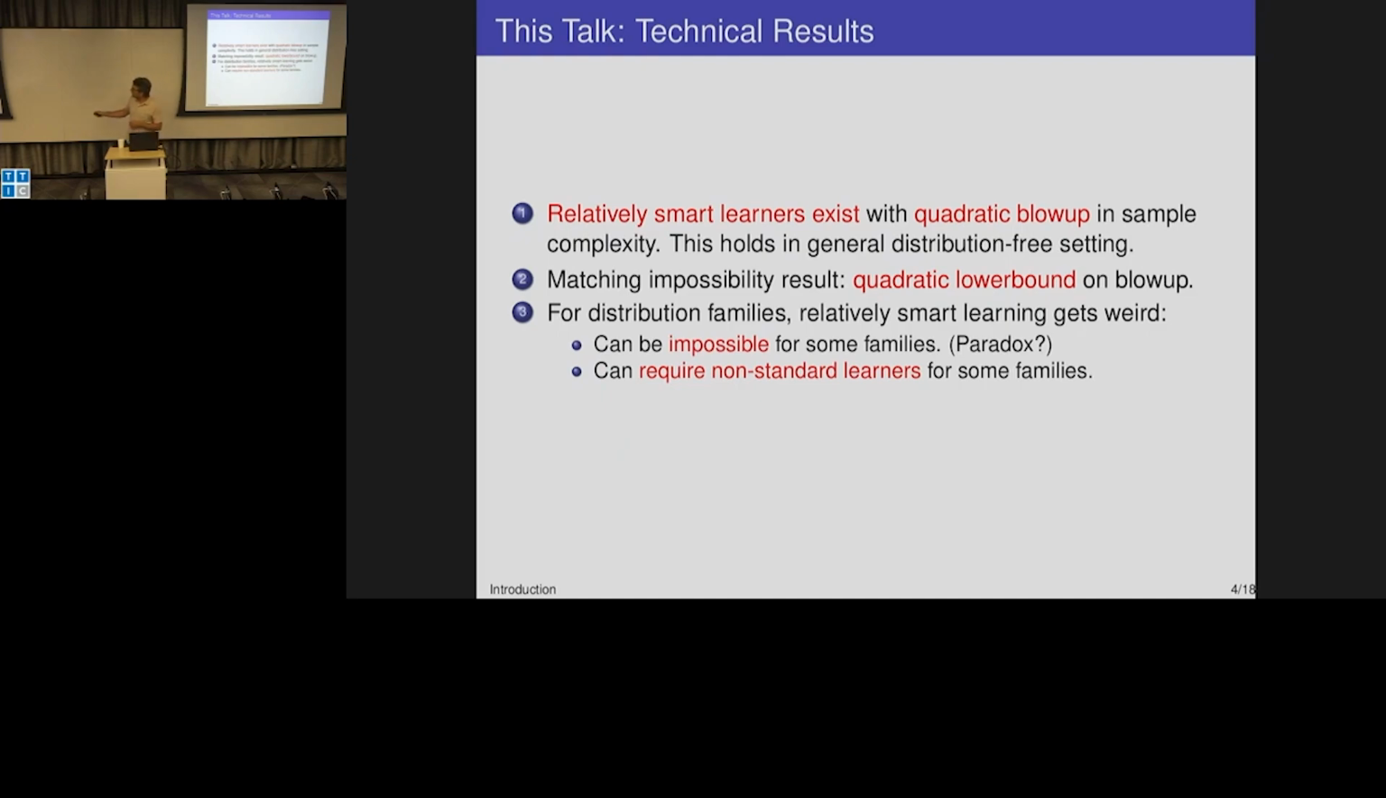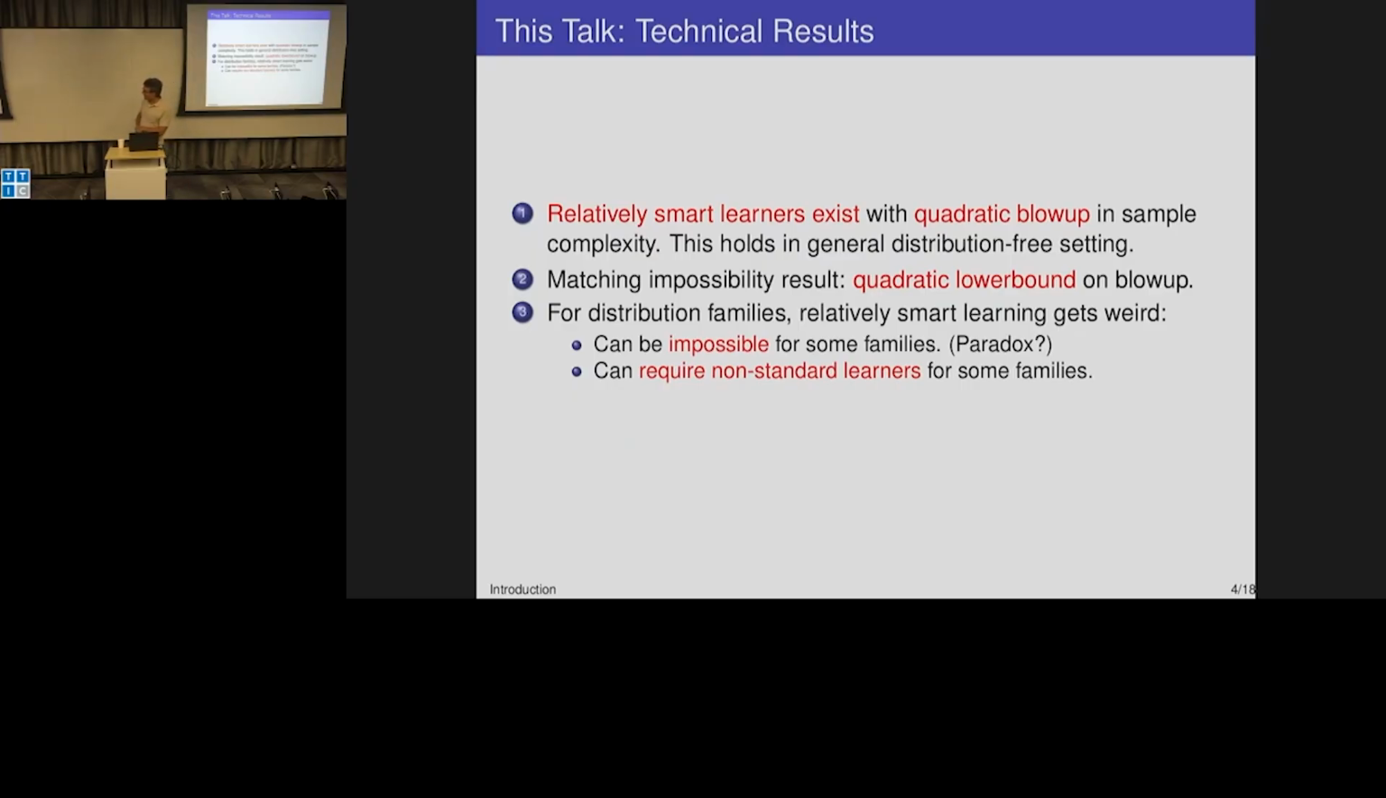One could ask whether you can improve on this quadratic blow-up. We show that you can't. We have a matching impossibility result that says you have a quadratic lower bound on the blow-up in samples if you want to get relative smartness. Those results are for the distribution-free setting.